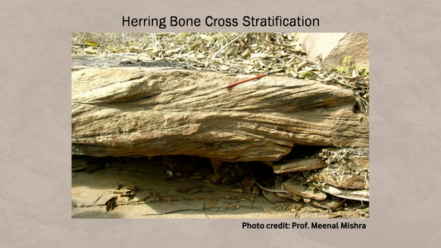Another one is herringbone cross stratification. This is also one of the types in which there are angular beds terminating against the horizontal bed. But in this case, two angular beds come and join together, and they give the shape of a herringbone. Herring is a fish, which has a central part of the bone. They have this type of arrangement, so therefore it is called herringbone stratification.